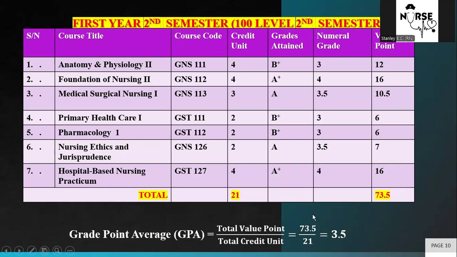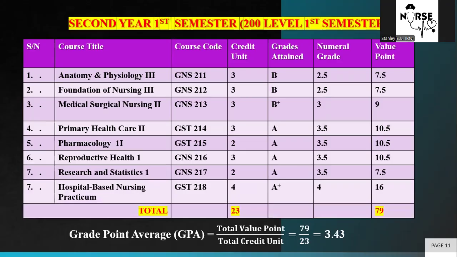Mind you, this is not the CGPA. Take note, this is just the GPA. For you to get the CGPA, you will combine more than one GPA. But for every semester, what you get at the end of the semester is a GPA, not cumulative, just your grade point average. So for this semester, this student got 3.5.